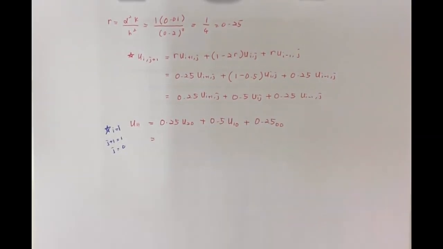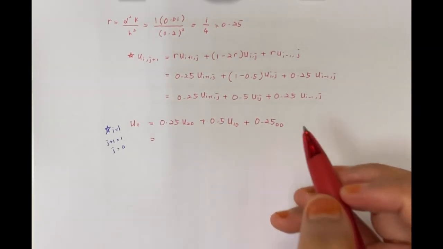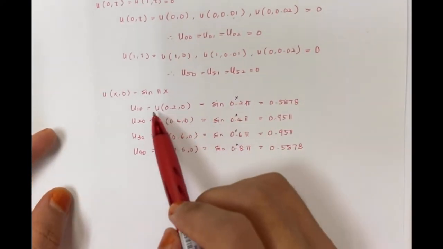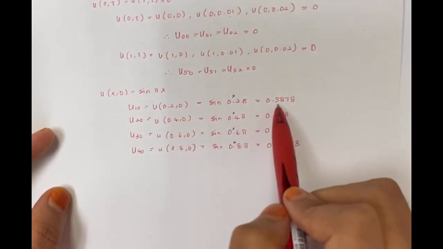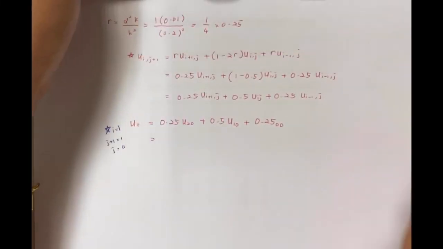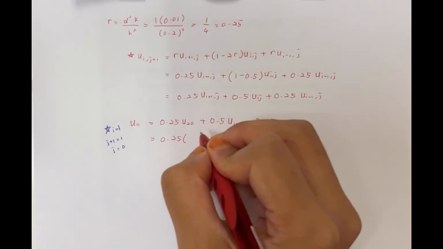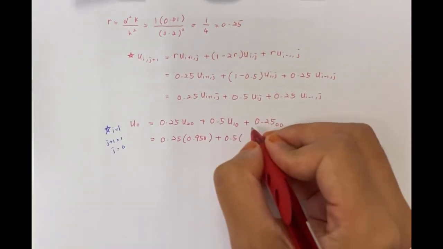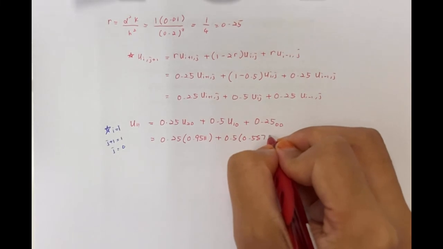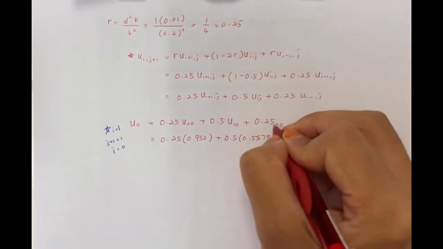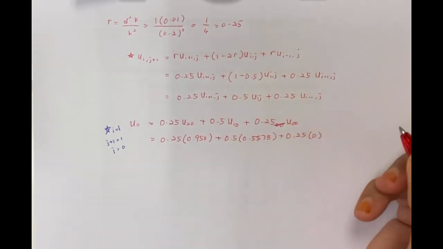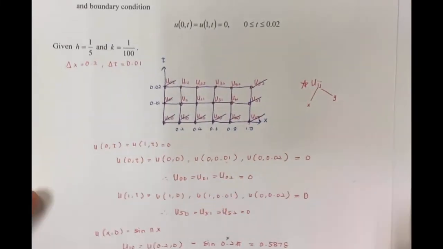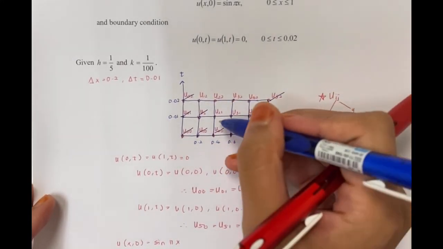And then substitute the values for u20, u10, u00. You get them from the initial and boundary conditions. u00 is equal to 0, u20 is this, u10 is this value. Substitute everything: 0.25 times 0.9511 plus 0.5 times 0.5878 plus 0.25 times 0, which is equal to 0.5317. And once you get your u11 value, proceed with finding u21.